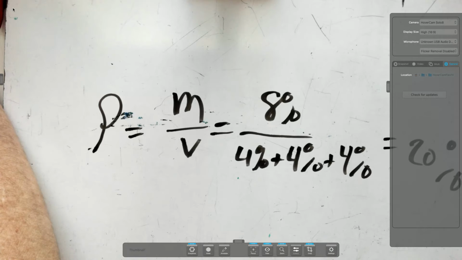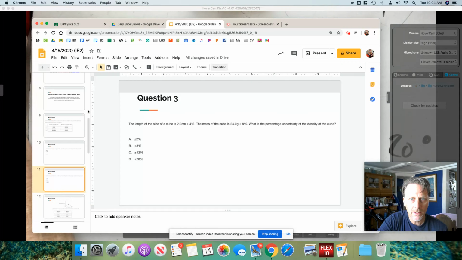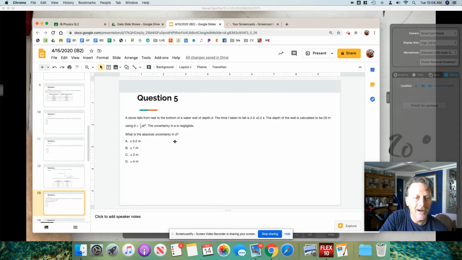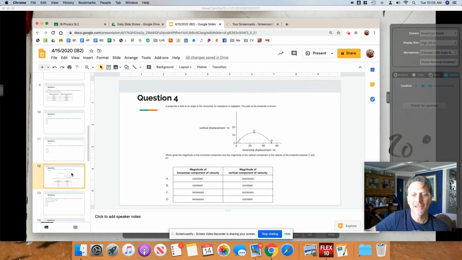All right, so next one, this one here is looking at a projectile. And what we're seeing with the projectile here is that they're asking you from point O to point P, what's happening to the horizontal component. So in projectile motion, if there's no frictional forces, the horizontal component always stays the same. And so it's constant. And then from here to here, the vertical component of velocity is increasing towards the ground as it goes down. So the correct answer for number 4 was A.